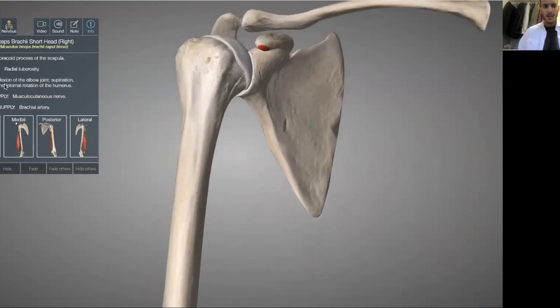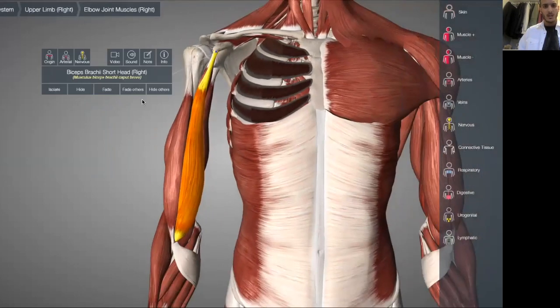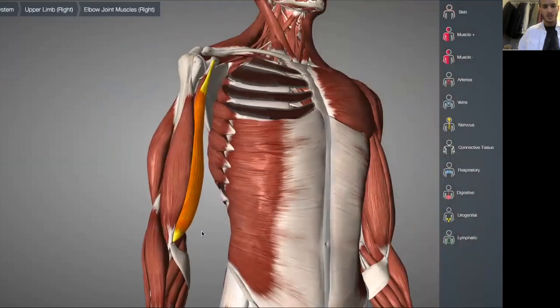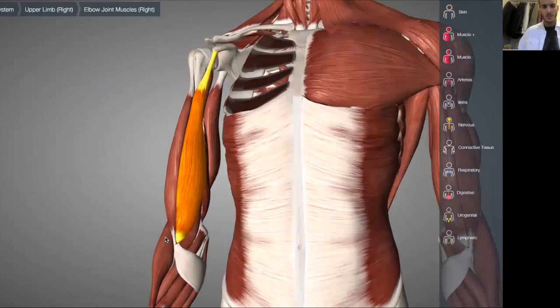And the action, of course, flexes the elbow joint. Nerve supply is the musculocutaneous nerve. Arterial supply is the brachial artery. And so that's where it's located.